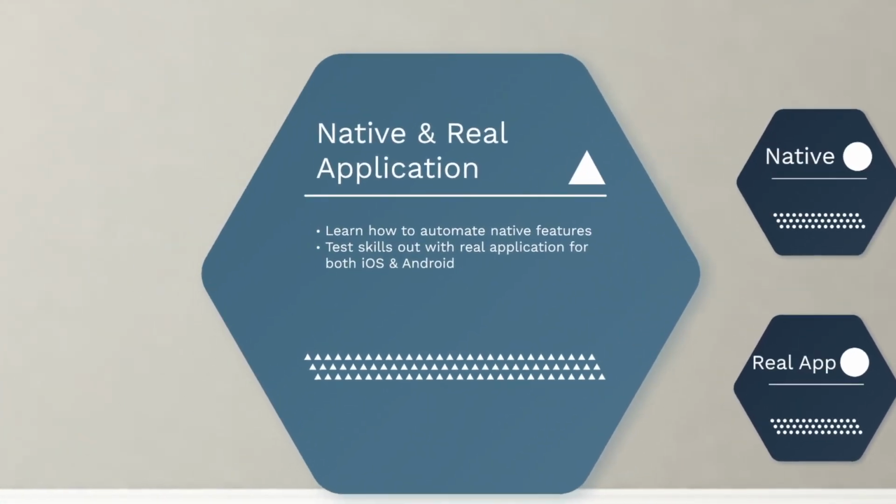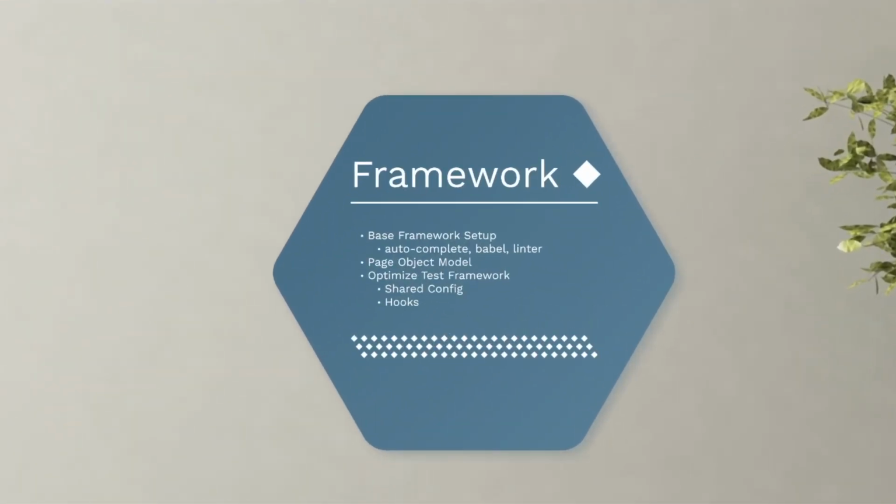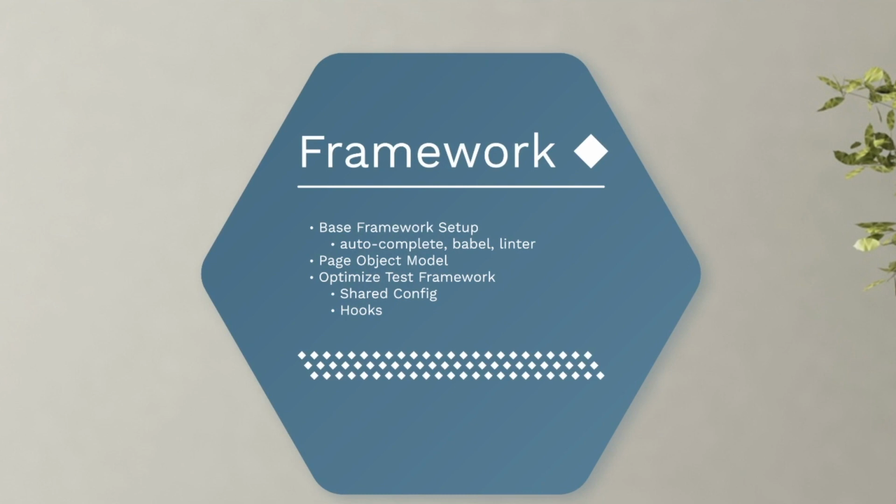Alright, so from there we will look into how to set up our framework with WebdriverIO. We will cover topics such as setting up our folder structure, auto-completion, Babel, linter, and so on. So we will not only be looking at how to set up our framework, but also how to improve our overall development experience as well. We will also look into how to cover page object model or screen object model for mobile automation. And then we will even look at how to optimize our framework by taking advantage of shared configuration for both iOS and Android applications, as well as how to take advantage of hooks.